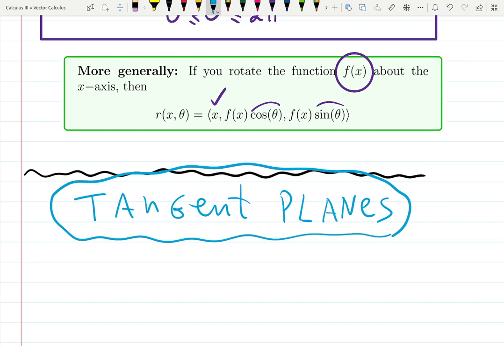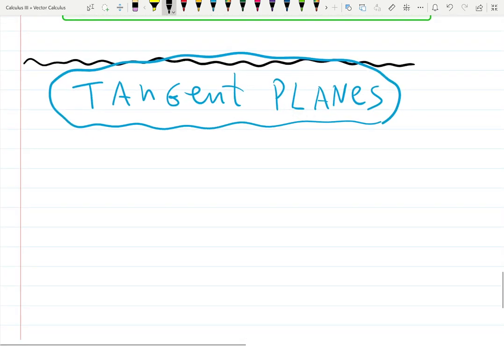We need to learn how to find a tangent plane to a parametric surface, similar to what we did when we covered partial derivatives. For example, let's just write down an example.